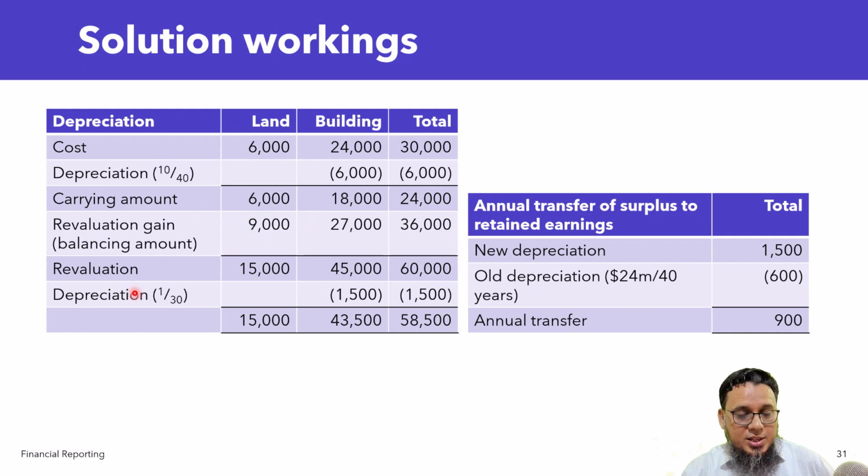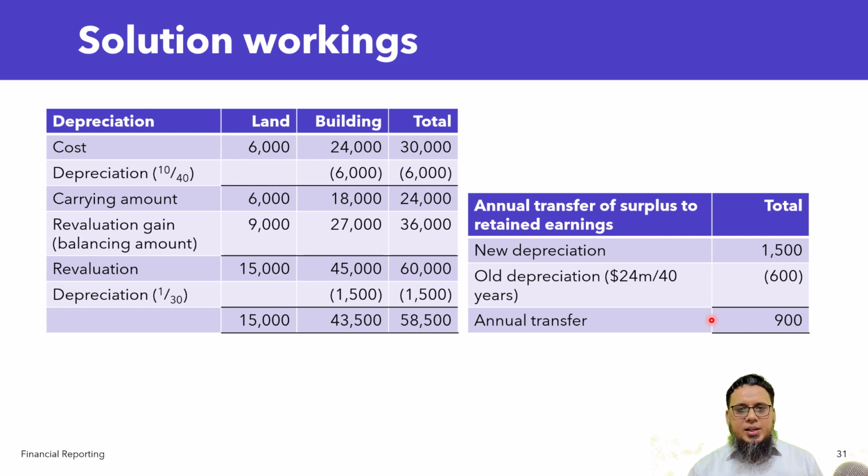Now what's the depreciation? The life has not changed. It was 40 years, and 10 years have already passed. So you take this 45 and divide it by 30 years, and you get $1.5 million per annum depreciation charge. The old depreciation was $24 million divided by 40 years, which was $600,000 per annum. But the new depreciation is $1.5 million per annum, which means the annual transfer required is $900,000.